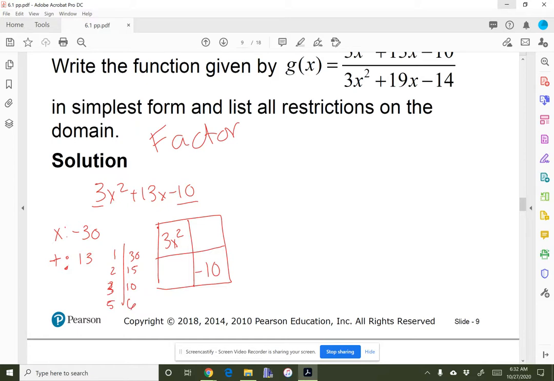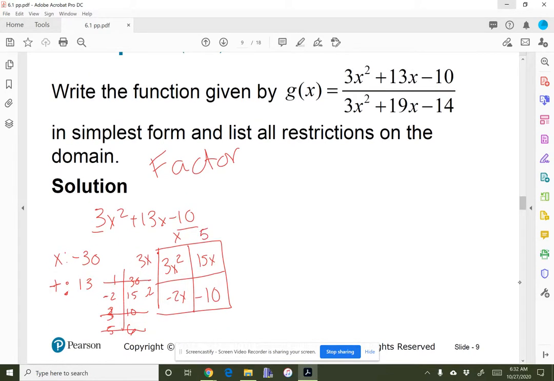And how I'm going to get 13 from that is not by 5 and 6, not by 1 and 30, but because it's negative 30, one of them needs to be negative. So it's not going to be this one. It's going to be 15 and negative 2. So I go 15x and negative 2x, and then I take out GCFs. So it's a 3x and a negative 2, and I get an x and a 5. So this top polynomial factors into 3x minus 2, x plus 5. Okay. Then we're going to do the next one.